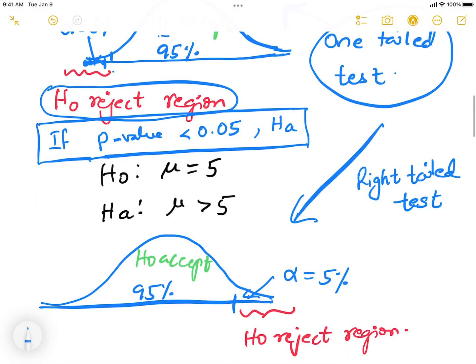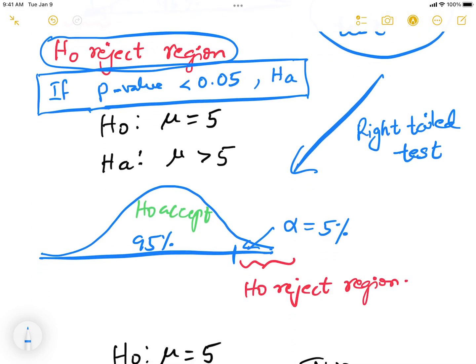Likewise, we can have a right tail test. That means that our goal is to prove that mu is greater than 5. Again, the null is mu equal to 5, and the alternate is mu greater than 5. This is a right tail test, a one tail test again. We have the region where we accept the null hypothesis, and this is 95% because the significance level we are choosing is 5%. Then we have the H0 reject region. If the test statistic and the p-value are here, that means we are in the reject null hypothesis region.